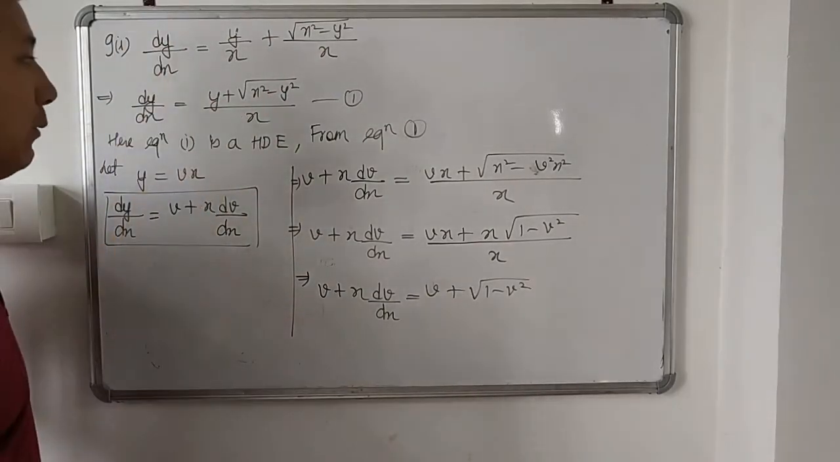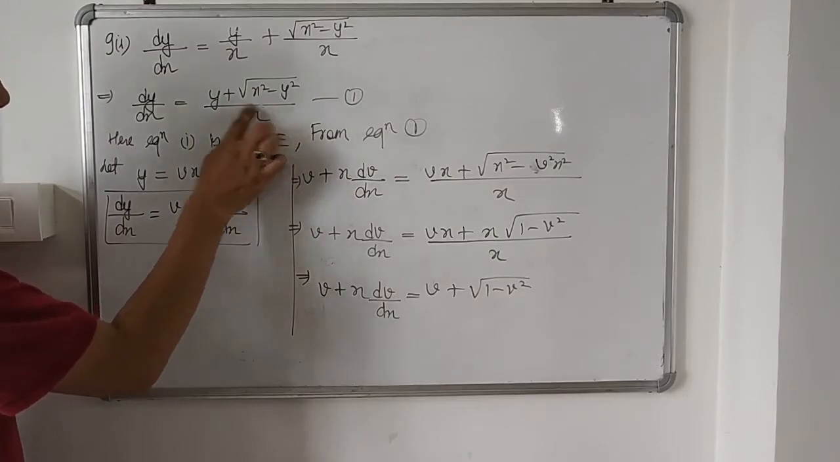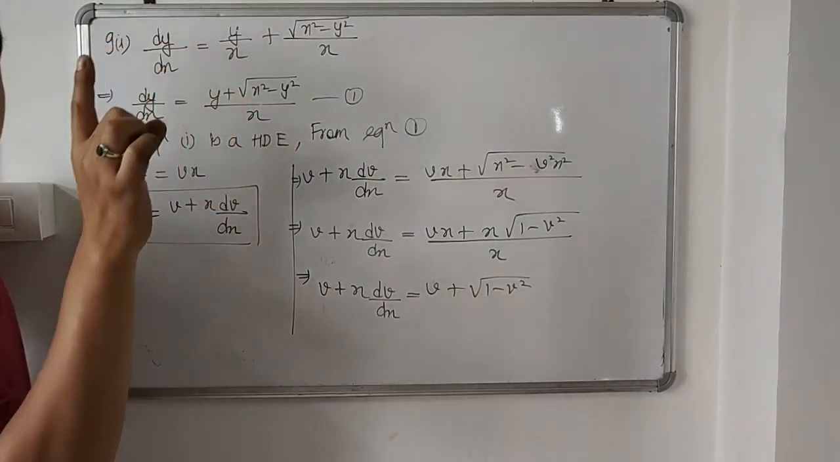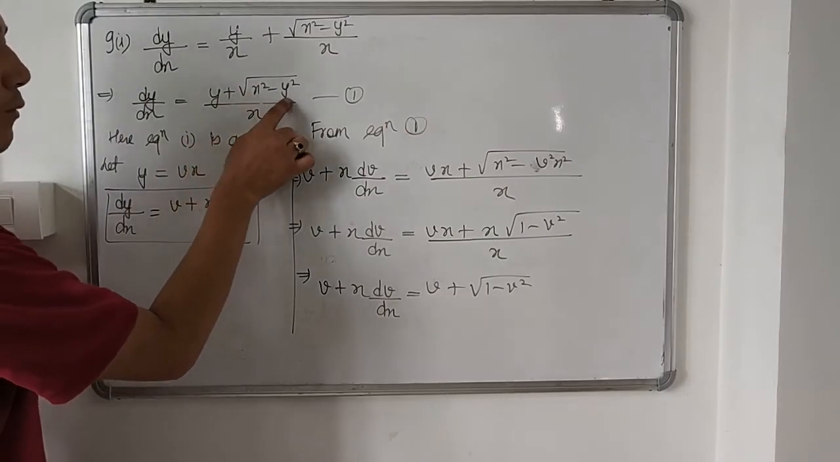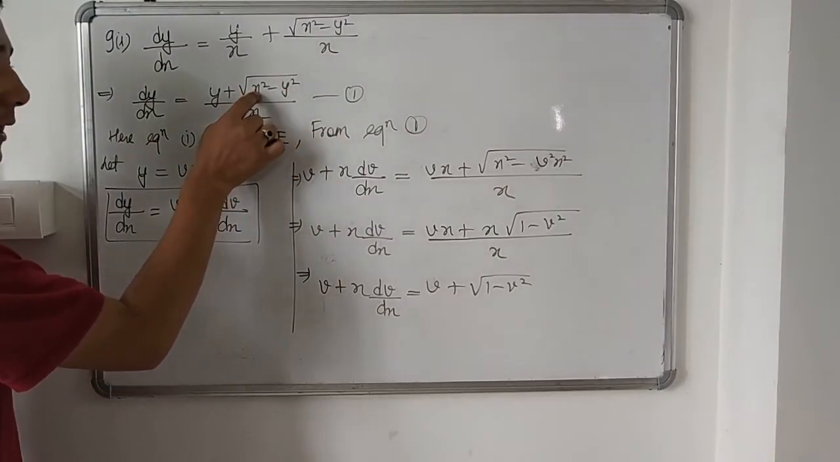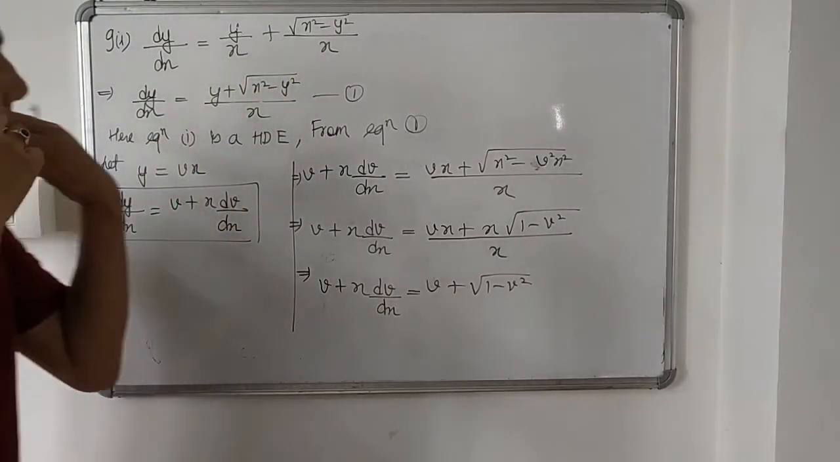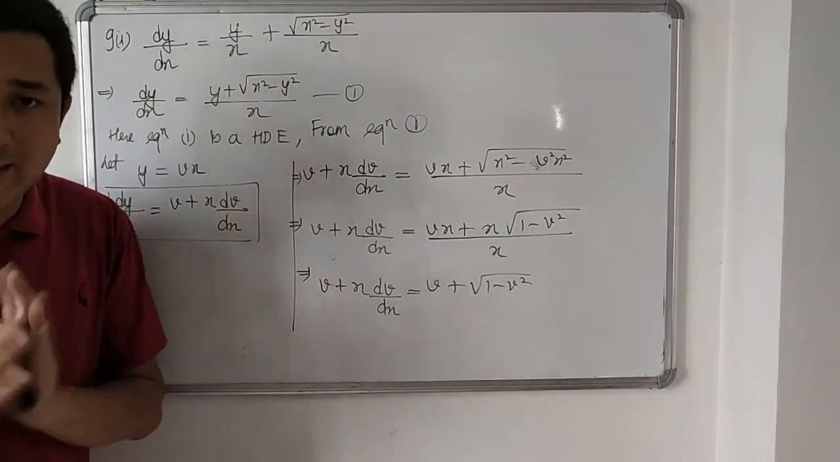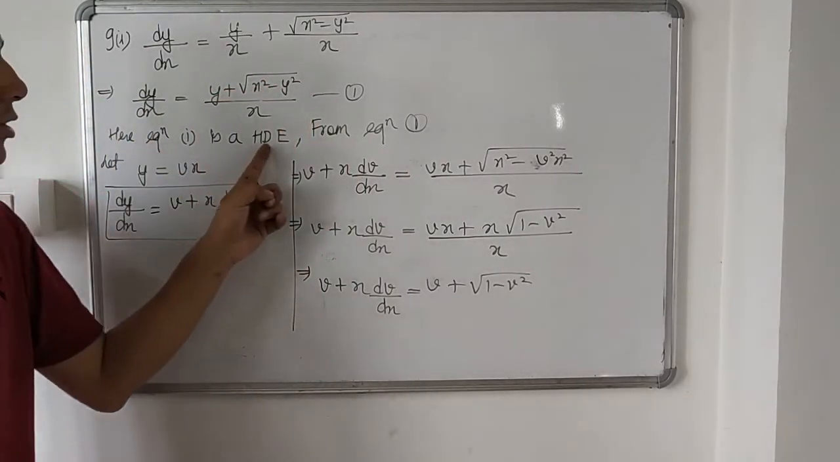I'm explaining why. x to the power 1, so the power in the denominator is 1. y to the power 1, the power in the denominator is 1. There's a plus sign. Now, x square and y square are inside the square root. Whenever it is inside the square root, you have to think that square and square root get cancelled out, and the power is again 1. So hence it is an HDE.